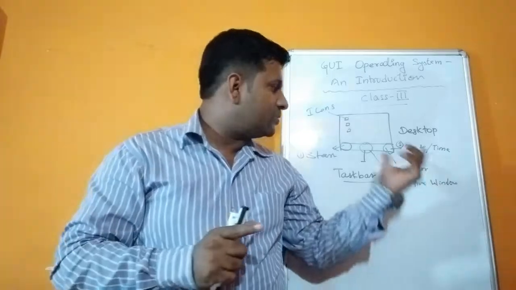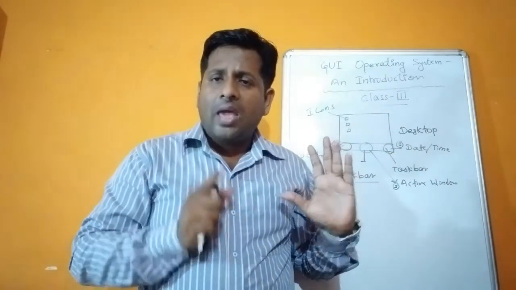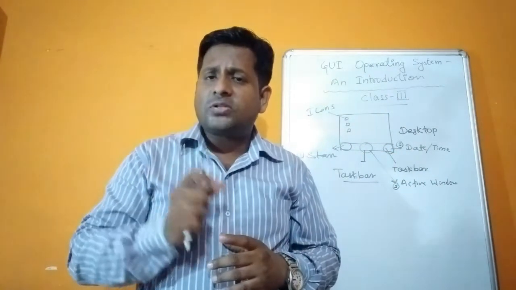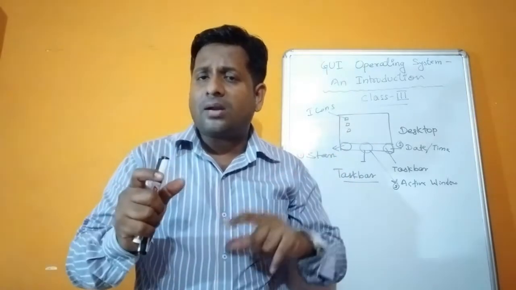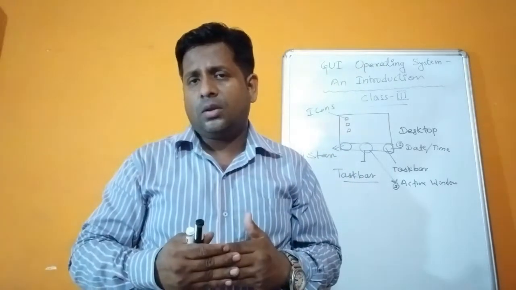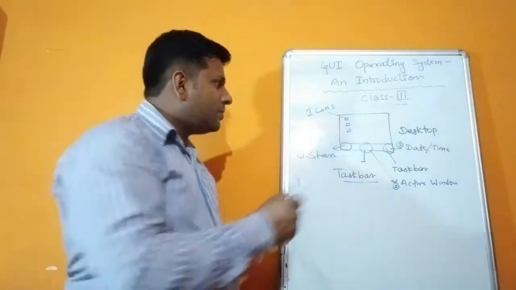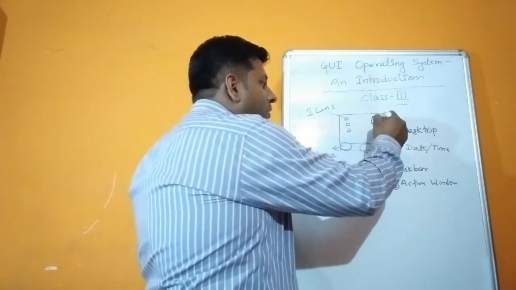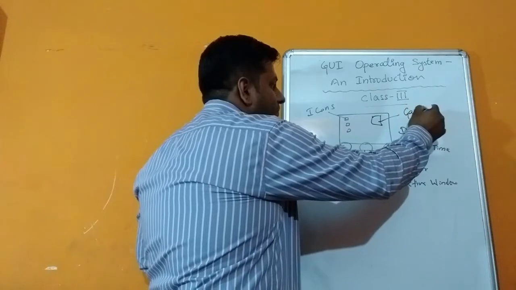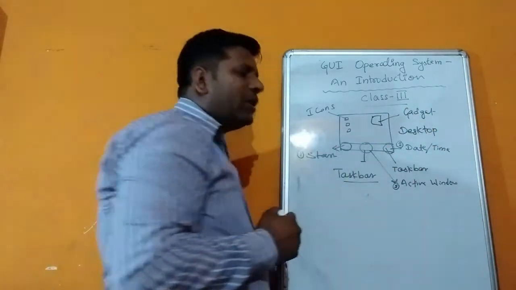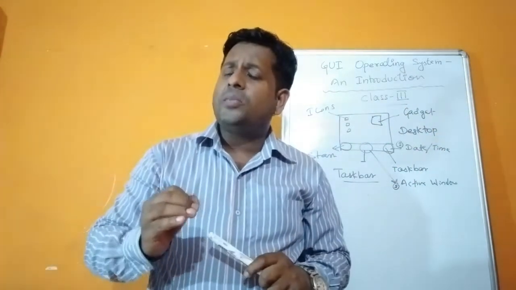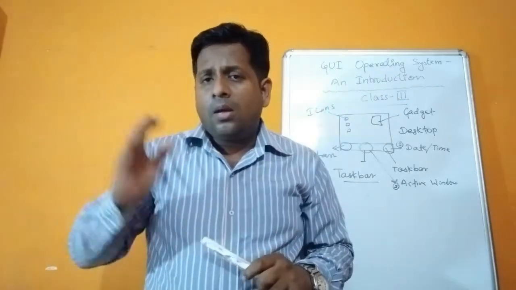So children, the taskbar contains these three different things. As in a desktop, there are three major components: icons, wallpaper, and taskbar. Except these, some additional components are also available. You'll find some icons here known as gadgets. Gadgets are available from Windows 7 and above.